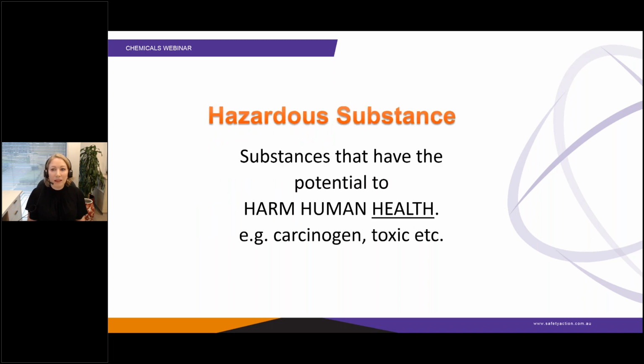So a hazardous substance by itself is a substance that has the potential to harm human health. It is something that could cause harm in the long term, such as a chemical that could cause cancer, or it could be harmful in the short term, such as being immediately toxic or immediately causing damage to your skin or other types of damage.